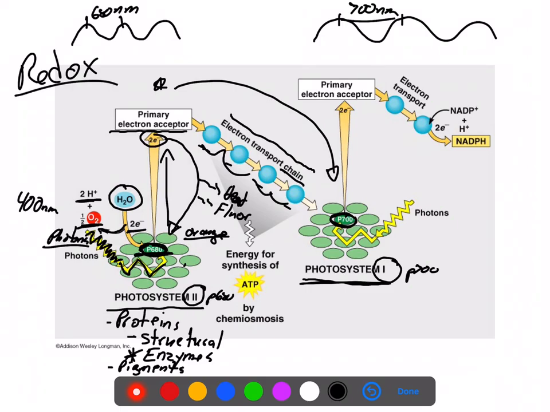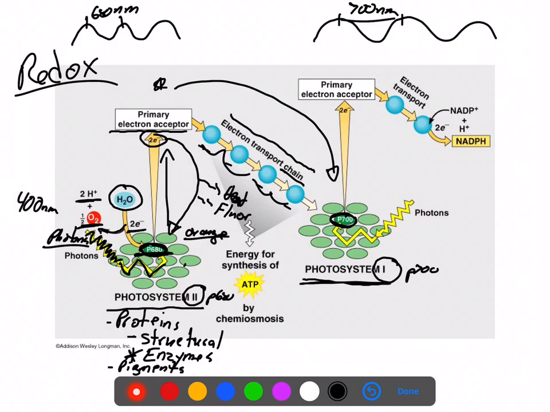So do you remember now your redox reaction? Who lost the electron? 680. Who gained it? The primary electron acceptor. What is 680? That's chlorophyll. That's the pigment that gives plants their green color. That one loses the electron to the primary electron acceptor. So who was oxidized, who was reduced? Chlorophyll was oxidized. The primary electron acceptor was reduced. Remember your mnemonic, oil rig.